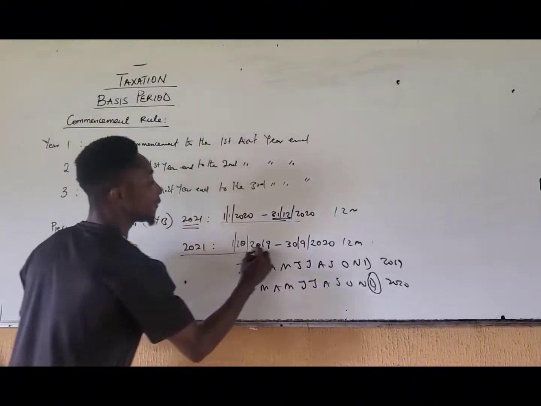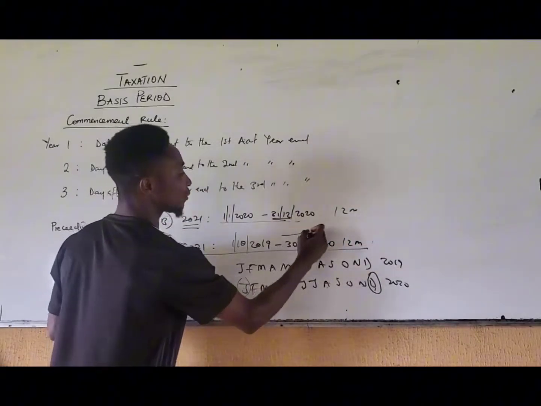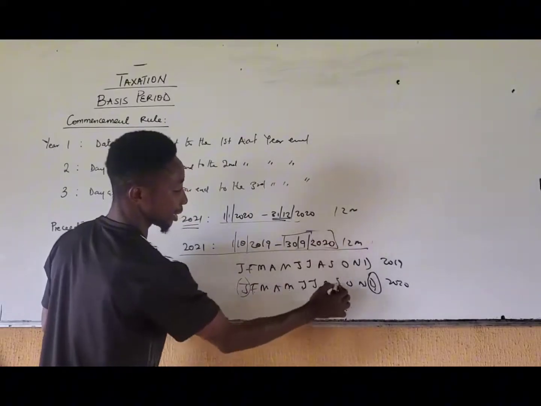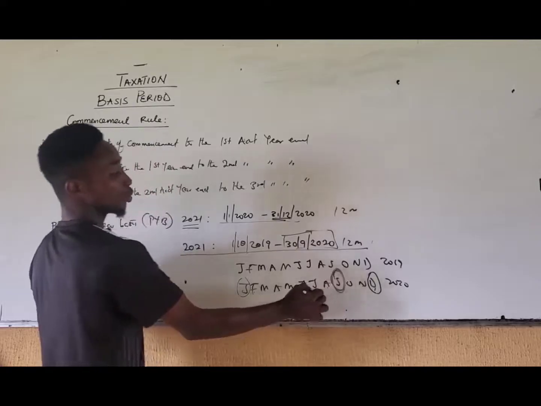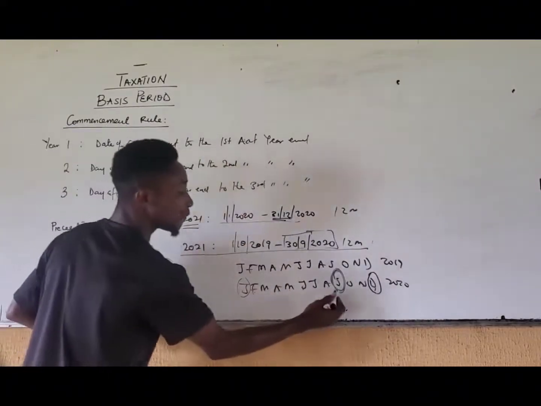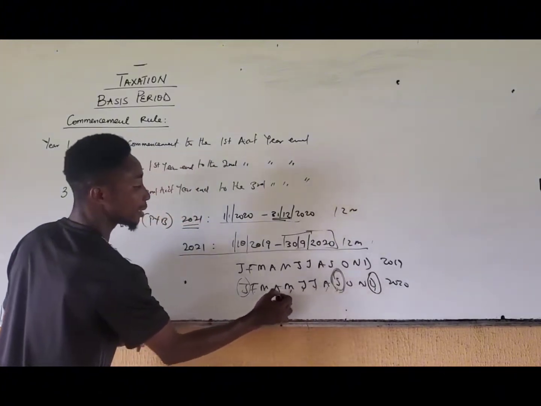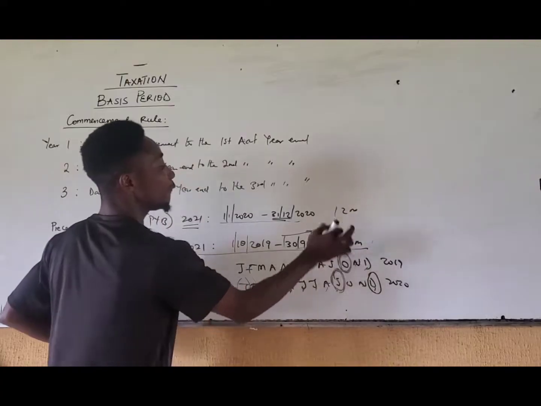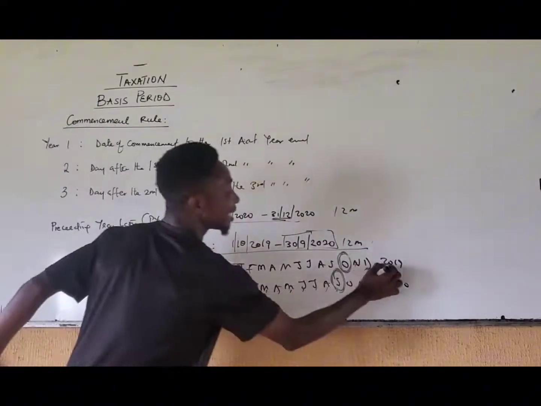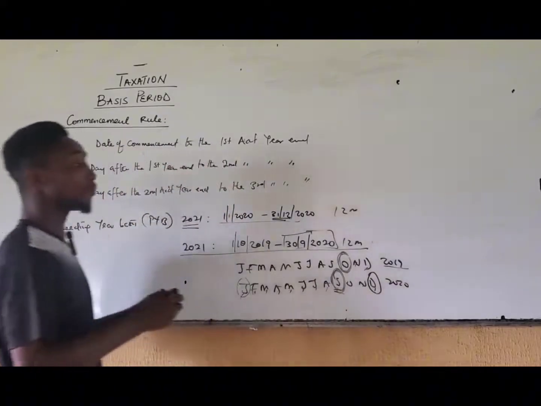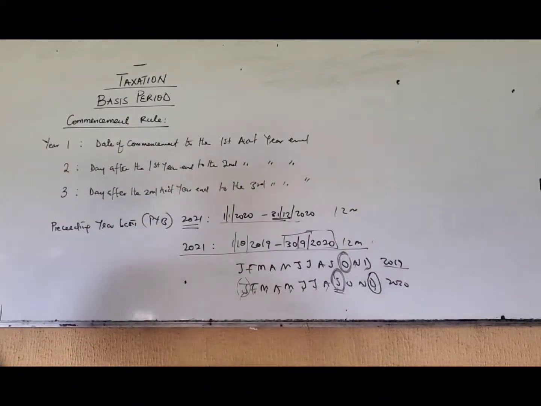But then if we have 30th of September as our accounting date, 30th of September 2020, that should be this month. So for them to have ended account 30th of September, they started when? You count 12 backward. 1, 2, 3, 4, 5, 6, 7, 8, 9, 10, 11, 12. It means they've started 1st of October 2019 to 30th of September 2020. That's the period of how many months? 12 months. That's preceding year basis.